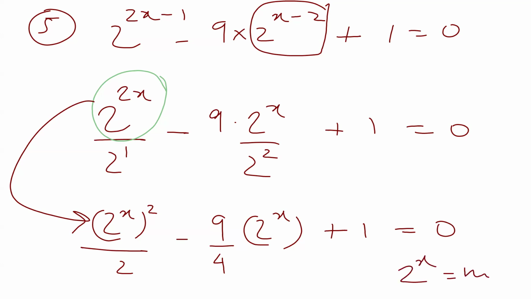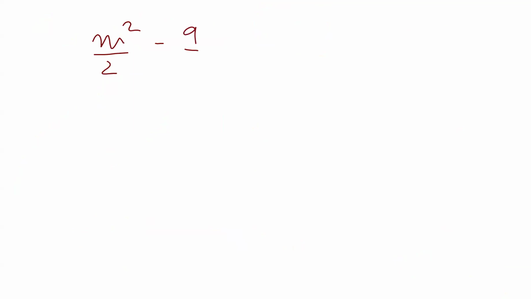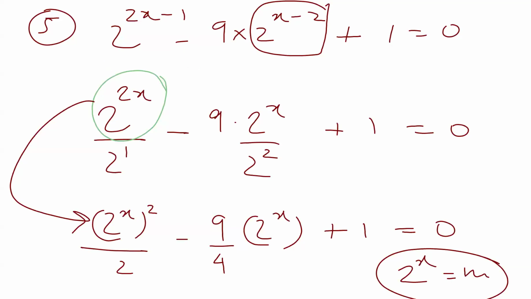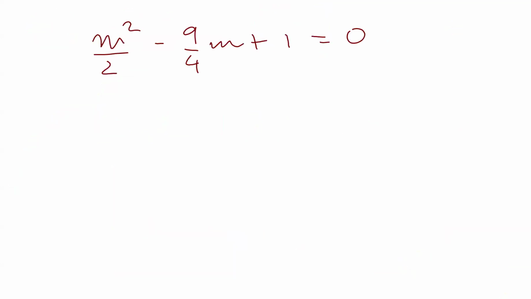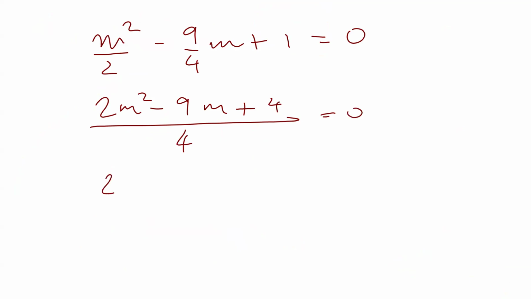So let 2 raised to x be m. So m square upon 2 minus 9 by 4, m plus 1 equal to 0. See, take a good look. Take LCM. So this is 4, 2m square minus 9m plus 4 equal to 0.